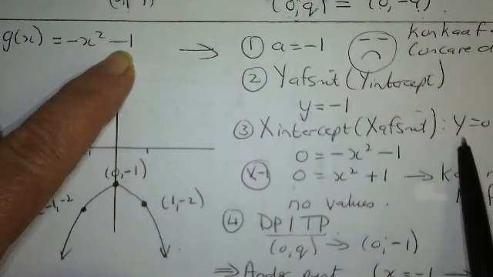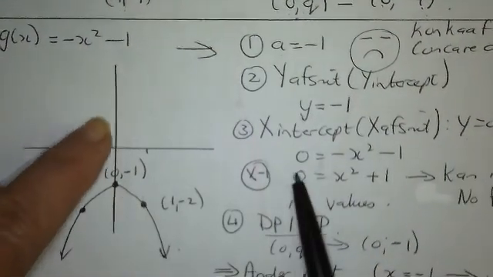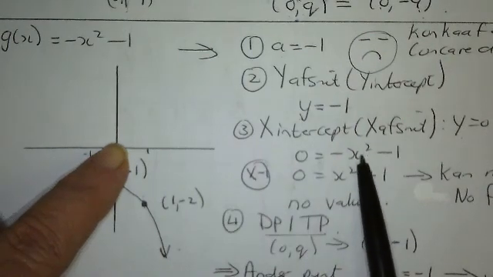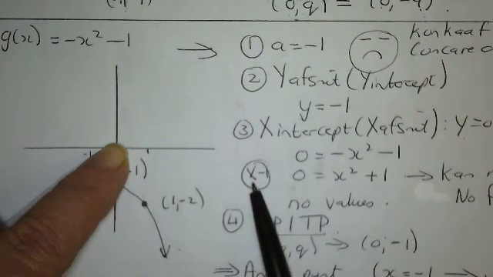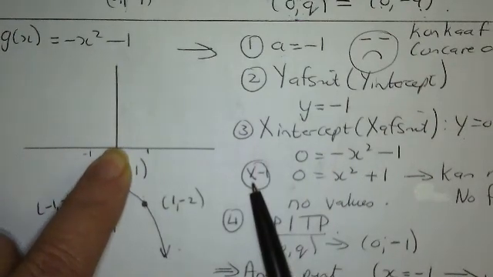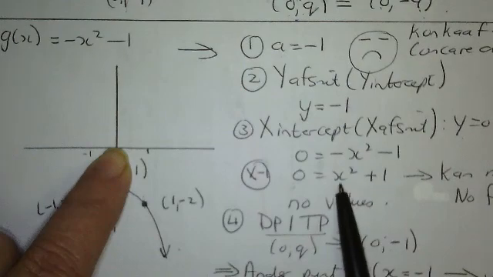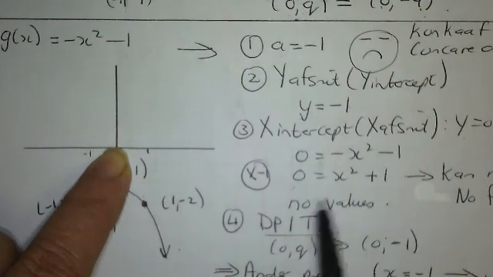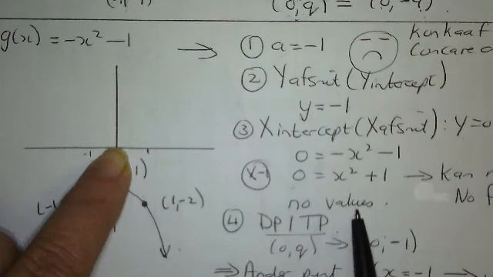X-intercepts: you make y equal to 0. So you make that equal to 0. Then because it's quadratic, you must factorize. So you can divide through or multiply through by negative 1. And then you see there will be no factors. You can't factorize the sum of two squares. So there will be no values, no x-intercepts.